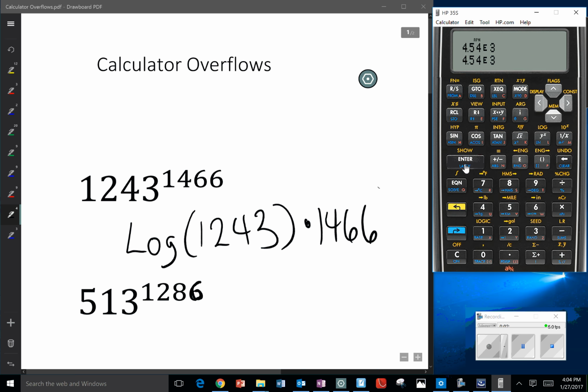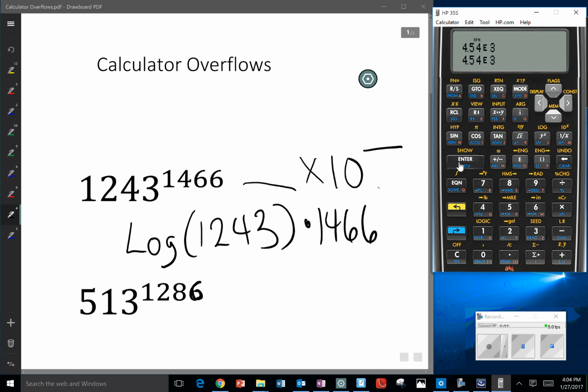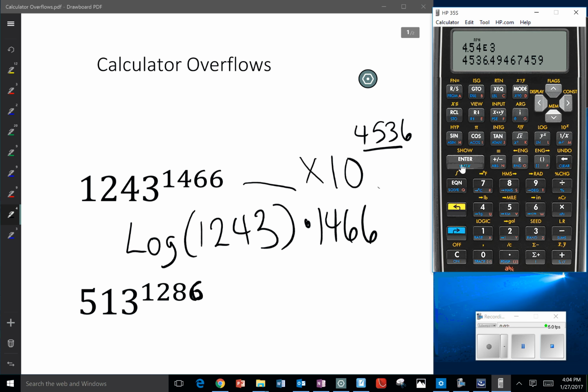Your answer is always made up of two pieces: some number times 10 to a power. What I'm going to write here is the whole number part. The whole number was 4,536, I believe. Let me check it one more time. Yes. All right, I'm going to write that down. So that's my power of 10.